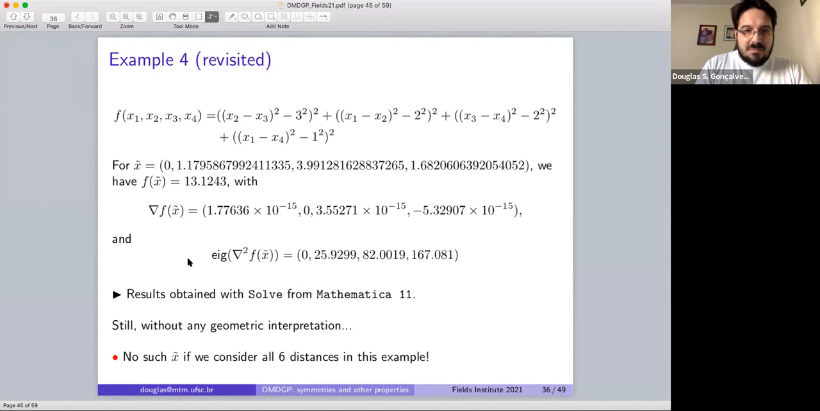But there is a trick here because we do not have all the distances available. We have 4 points, but only 4 distances instead of 6. If we include the other distances, then the local minimizer disappears. And so we still have this open question, which I hope someone here in the audience can help me with, some reference.